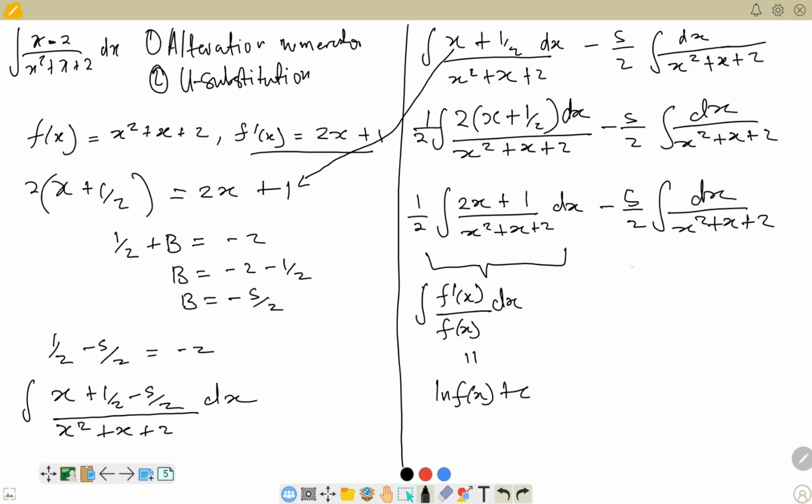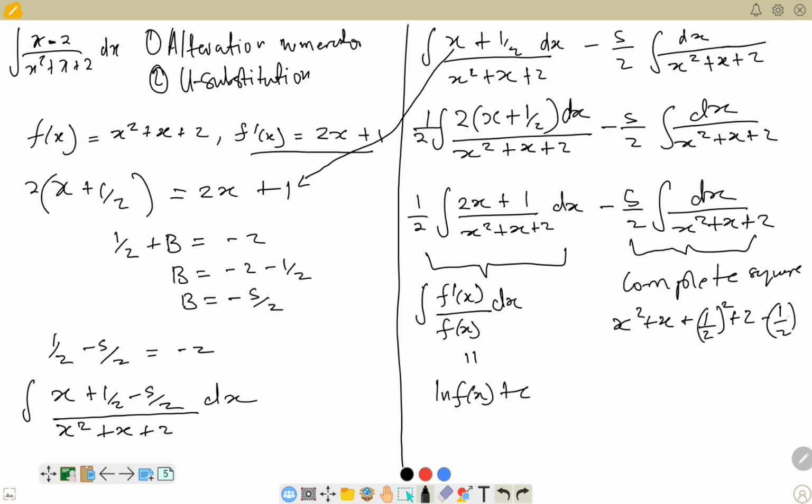What's happening now? Okay, and then this side, what can we do? We will complete the square. We can complete the square on the denominator. So when we complete the square, we have to remember that we divide the coefficient of the middle term by 2 and square it. Then plus 2 is still there. Then we subtract the square of that term.